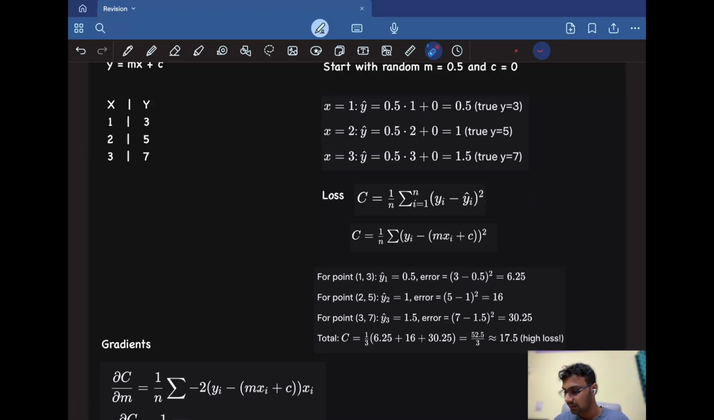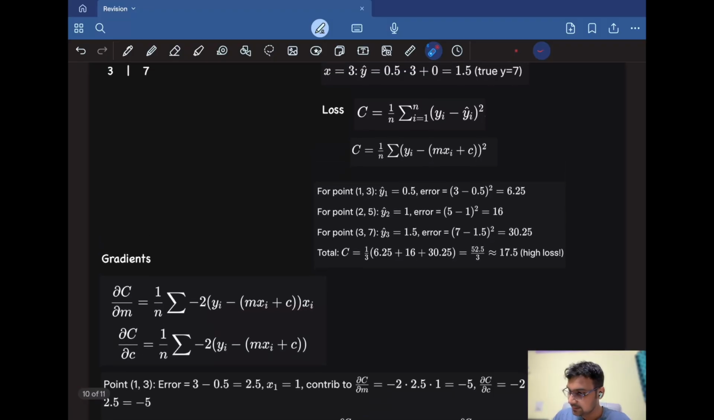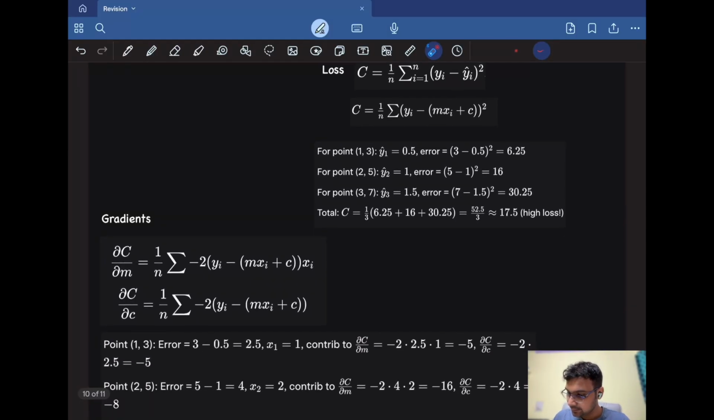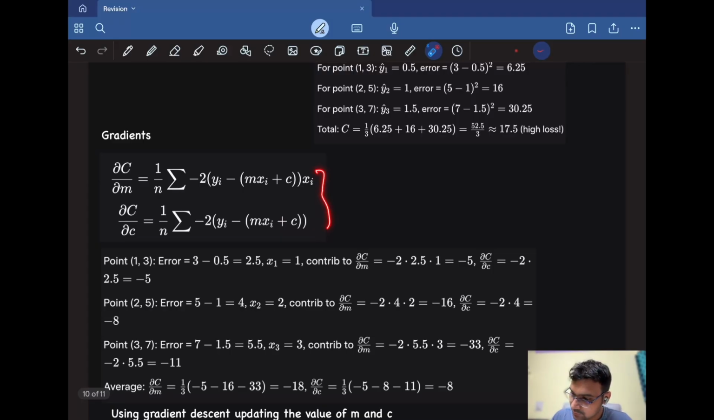If we minimize it, we are moving in the right direction. So how do we do that? We will take the gradient, which will tell us in which direction we should move. So this is dL by dm. If we take the partial derivative with respect to m, it will come out to be this. Then if we do dL by dc, it will come out to be this value. Then what we will do is calculate these values based on the value of m and the losses that we are getting.